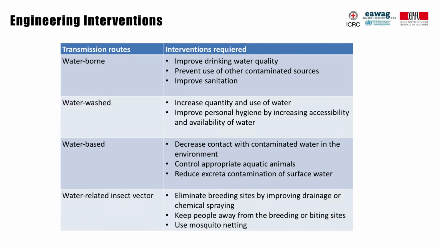Knowing the transmission route for diseases helps to identify key interventions to reduce the spread of diseases. For instance, to tackle waterborne diseases, we need to improve water quality by treating water and preventing its contamination. For water-washed diseases, we have to increase access and availability of water to ensure better hygiene. For water-based, it is difficult to treat infected surface water bodies, but we can prevent people from getting into contact with them. For water-related insect vectors, we can apply some vector control measures that we'll see in further detail during this week.